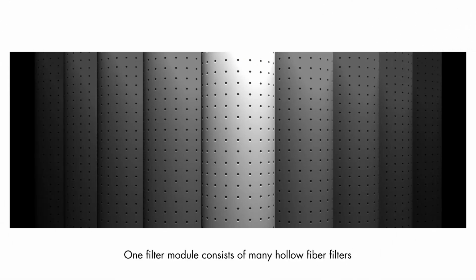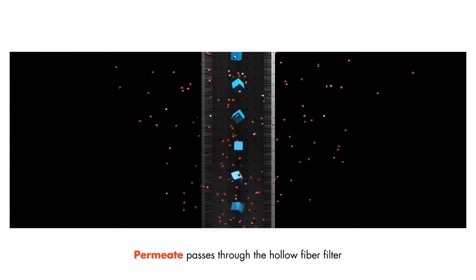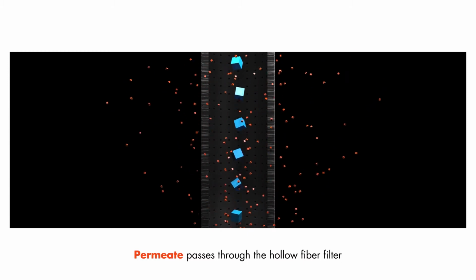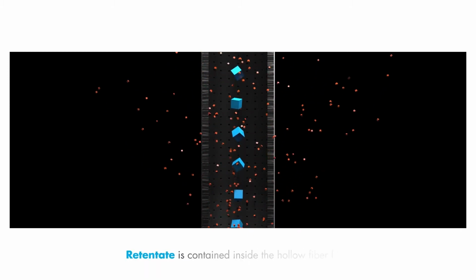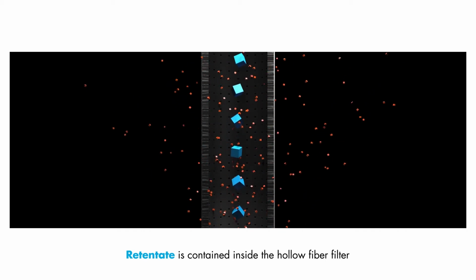One filter module consists of many hollow fiber filters. As the fluid flows from bottom to top, smaller particles, the red cubes, pass through the porous structure of the membrane. Larger particles, shown as blue cubes, are too large to traverse through the membrane and are retained within the hollow fiber filter.